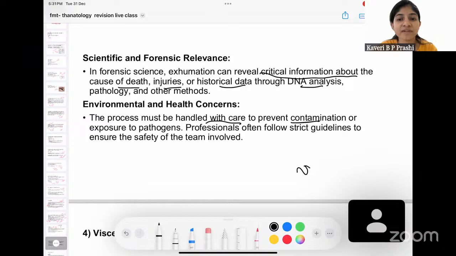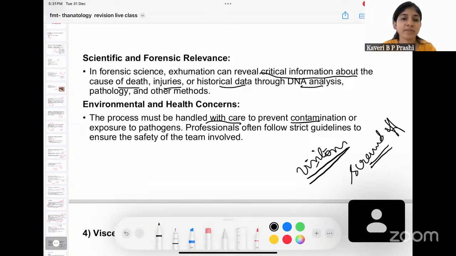And remember, if there are a lot of visitors, a lot of spectators, the place where we are doing exhumation must be screened off. And this entire exhumation should be done in one day itself. Like if you start in the morning, you're going to finish the exhumation the same day.